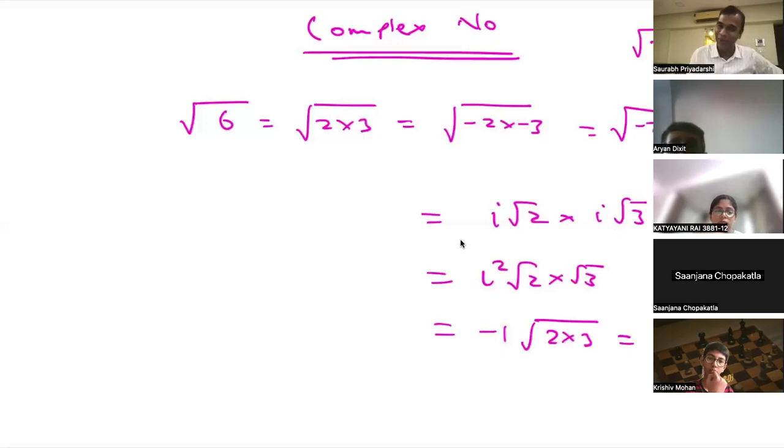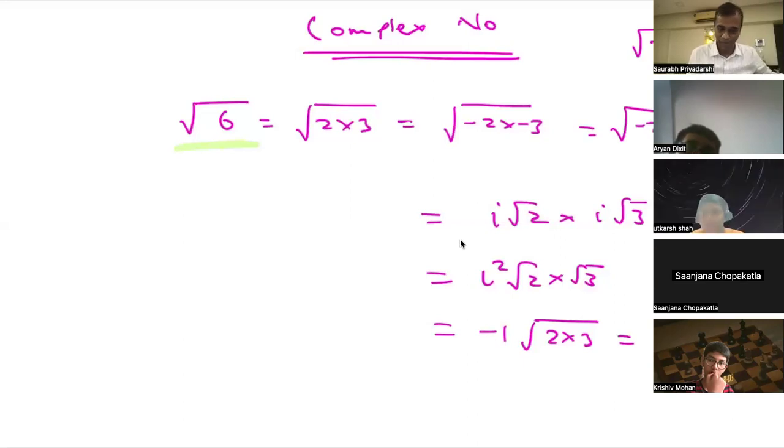something weird coming up, huh? We started with root 6 and ended with minus root 6. Yes, it's contradicting. What is wrong in this? The root of minus 2 into root of minus 3 is not the same as root 6. Why?